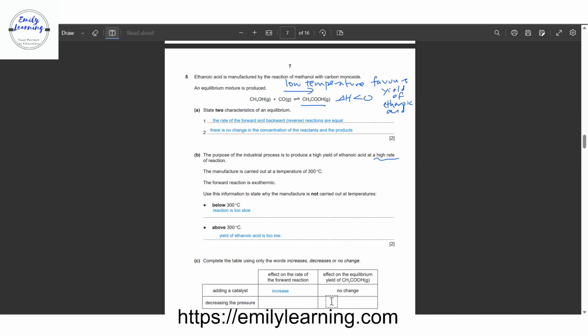Okay, so let me write decreases here. And whenever you decrease the pressure, the rate of reaction will decrease. The reason is that now the particles are further apart, so the frequency of effective collisions between reacting particles decreases. Therefore, the rate of reaction decreases.